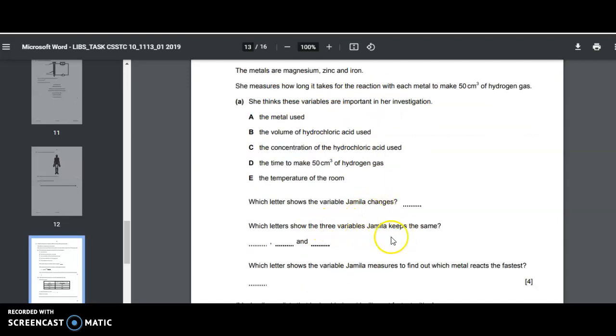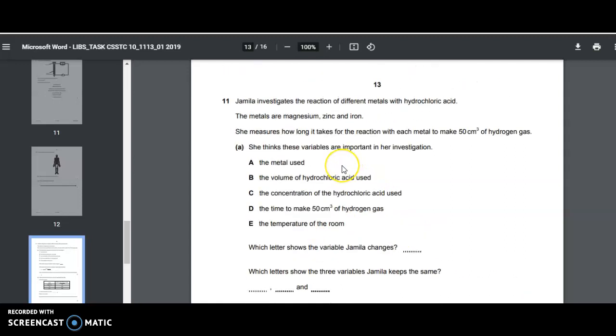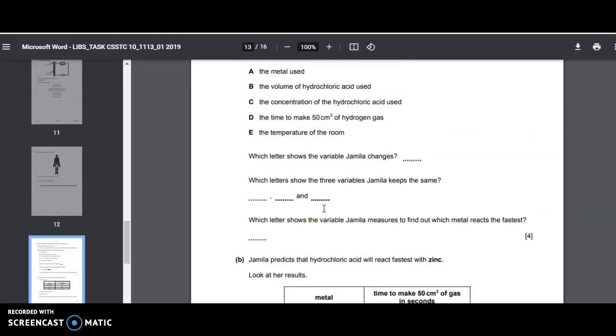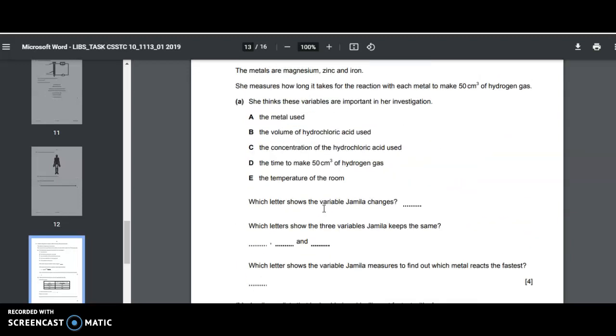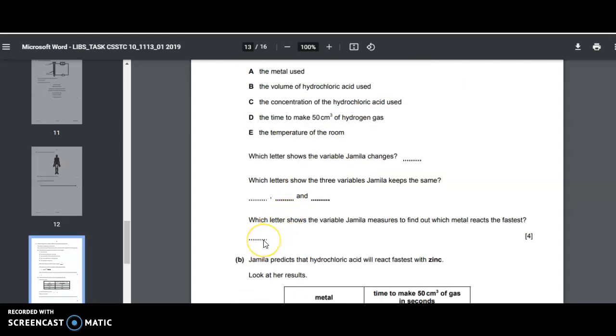Which letter shows the 3 variables she will keep the same? Again, we can only change the independent variable. So A changes. But if A changes, then that means the volume of the hydrochloric acid needs to stay the same. The concentration of the hydrochloric acid also needs to stay the same. And the temperature of the room. If it's not the same, of course, it would affect how things would react. But D would not be an answer because the time is what we are measuring. So that is actually the dependent variable, which is the next question. So that is D.